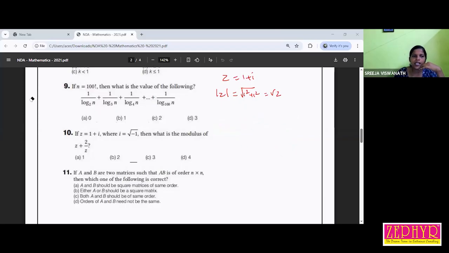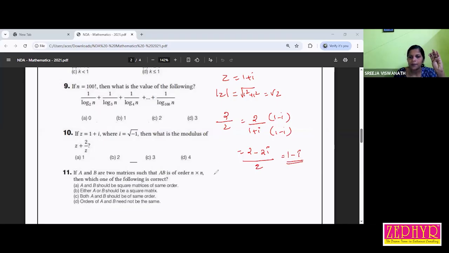We can do it like this. Z is equal to 1 plus i. So what is 2 by z? 2 by 1 plus i. Here we need to multiply with the conjugate. That is 2 minus 2i, and on the denominator a plus b into a minus b is a square minus b square, 1 square minus i square, that is 2. So we get 1 minus i.